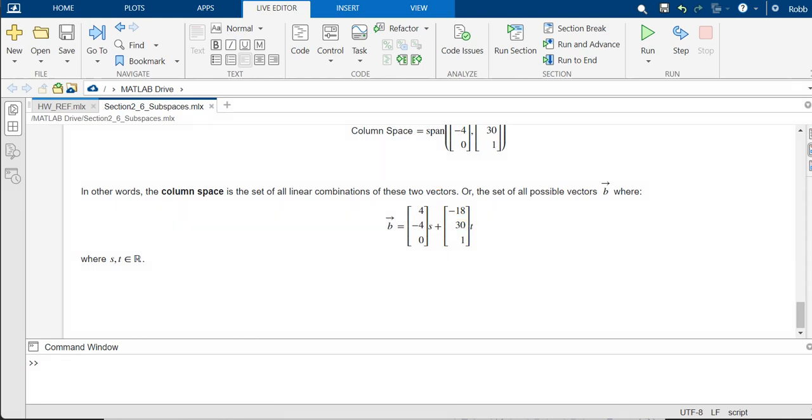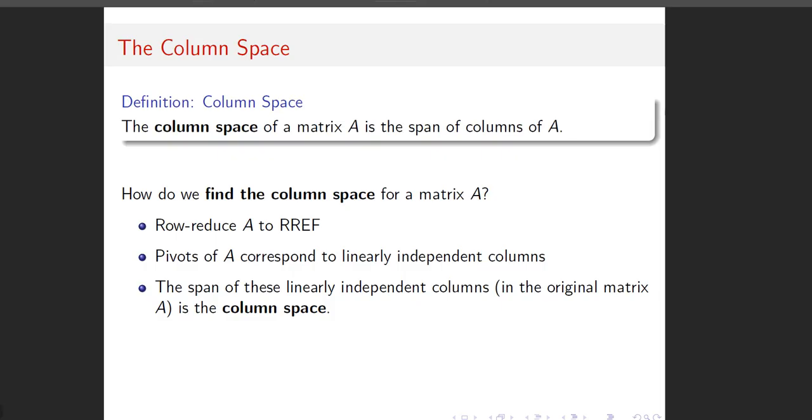Sorry, let me get rid of the ink. So it's a fairly straightforward procedure. You have to remember, though, you have to go back to the original matrix. Okay, so I find out via row reduction where the pivots are. And then I find the corresponding columns in the original matrix that correspond to the pivots. That's how I find the column space, okay?